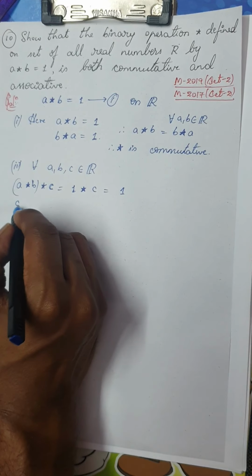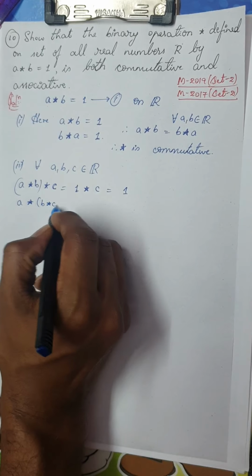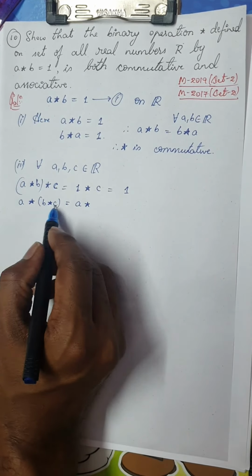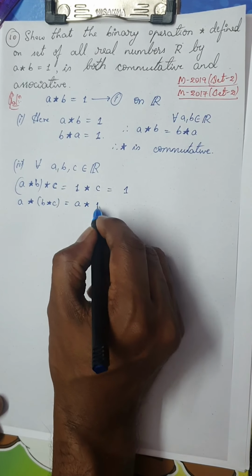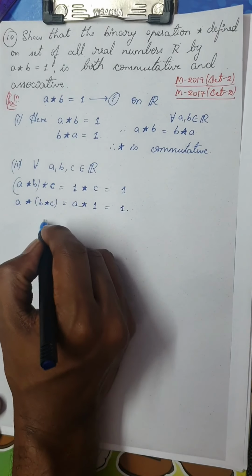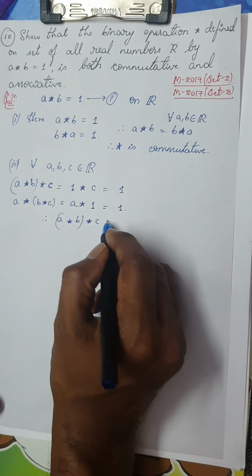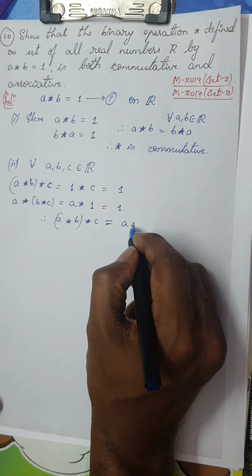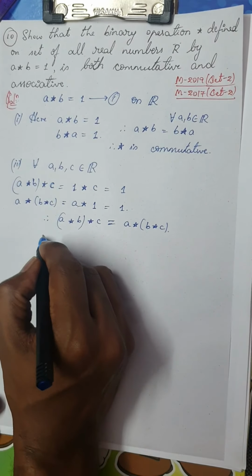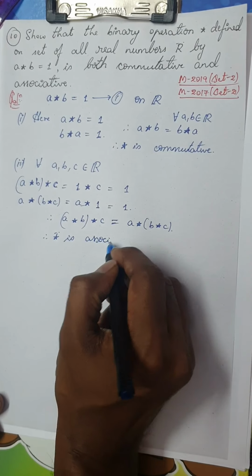Okay, similarly, if you take a star of b star c. Let me take a as a single element. b star c according to the definition of binary operation is 1. Now a star 1 is again 1. Therefore, a star b star c is equal to a star of b star c. Therefore, star is associative.